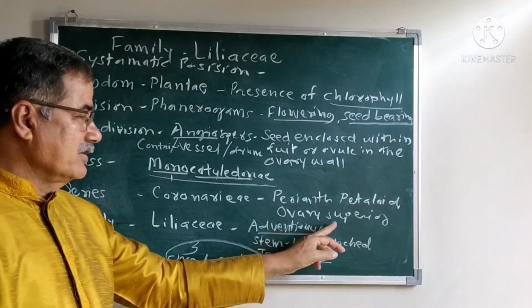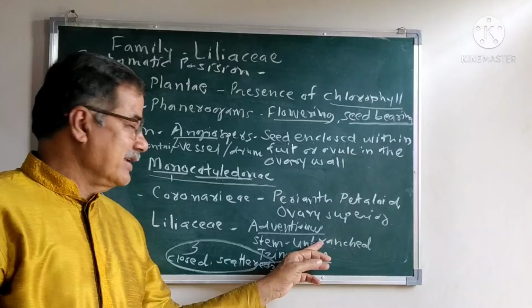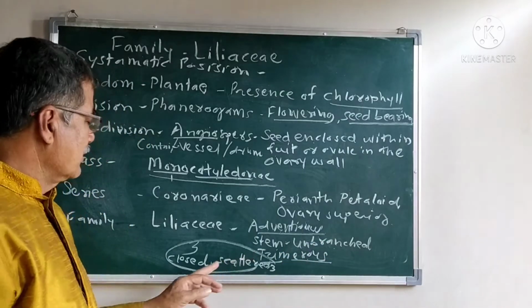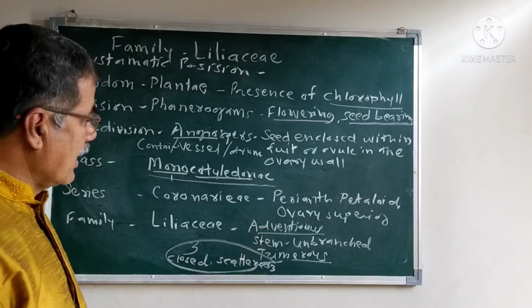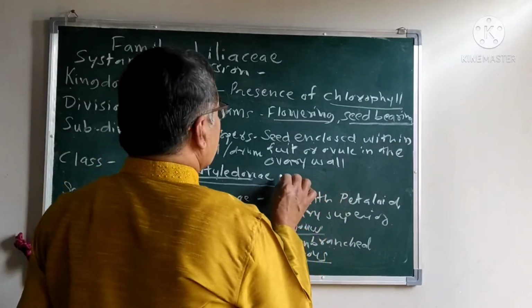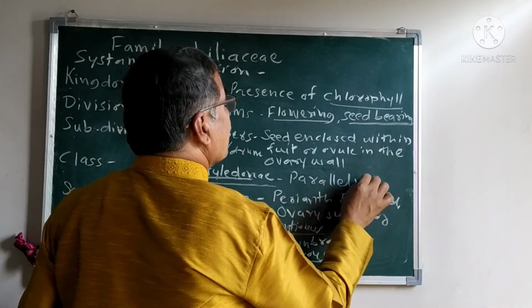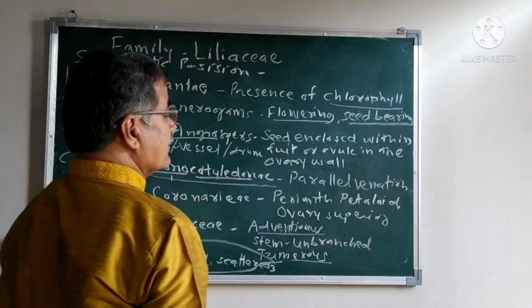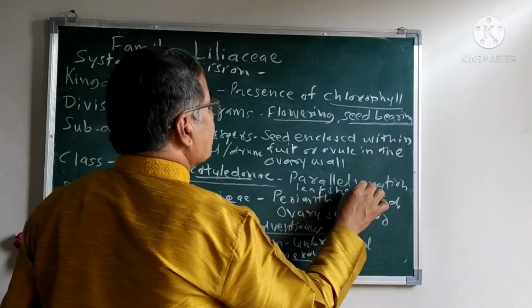Therefore, fibrous or adventitious roots are not there. The stem is unbranched. The flowers are trimerous. The vascular bundles are closed and scattered. And one important character again is the parallel venation, in the Liliaceae. Parallel venation is again the main character.